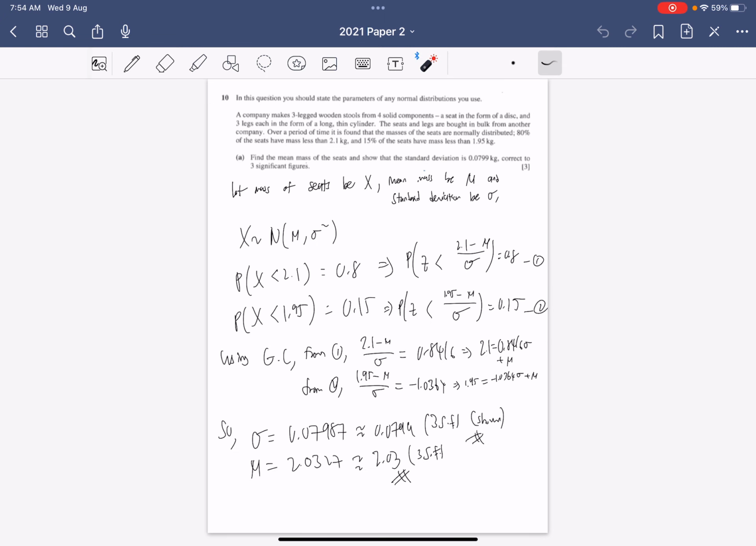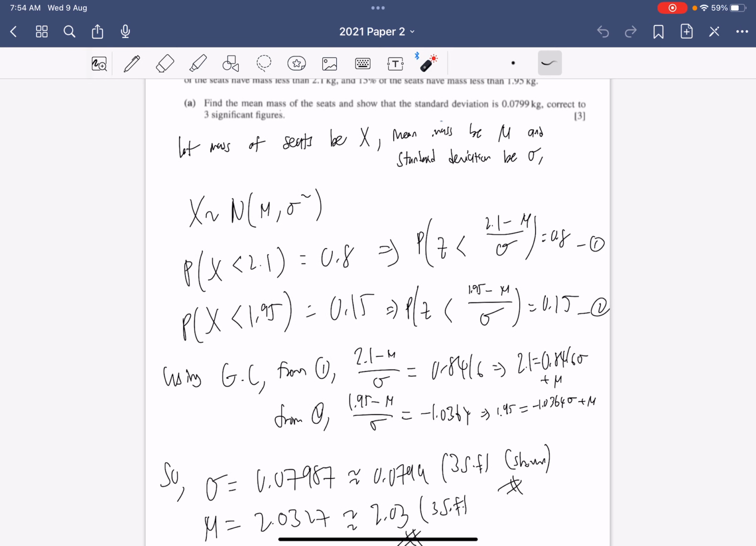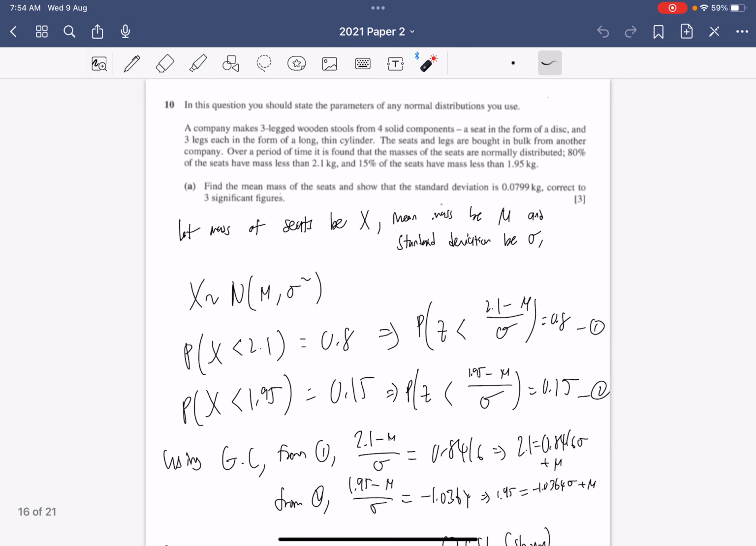For question 10, now, it's a question that tests you on your concept of the normal distribution, and so you'll get a lot of information and will slowly digest it. So you have a company that makes tools with 4 components.